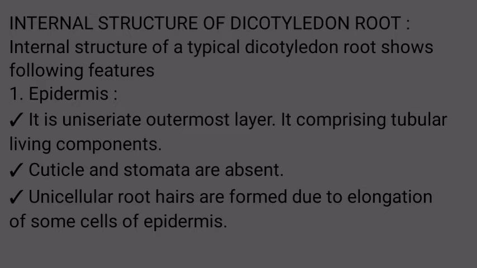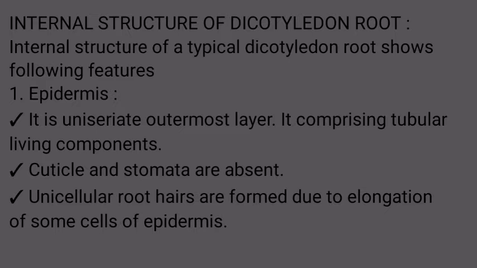The very first one, epidermis. Epidermis is uniseriate, which means single layered, and it is the outermost layer. The epidermal cells comprise tubular living components. Cuticle and stomata are absent in root. Unicellular root hairs are formed due to elongation of some cells of epidermis.